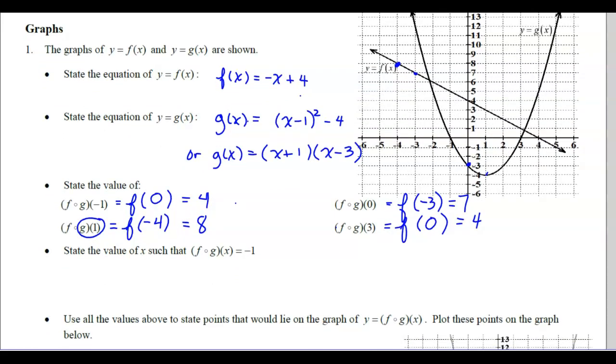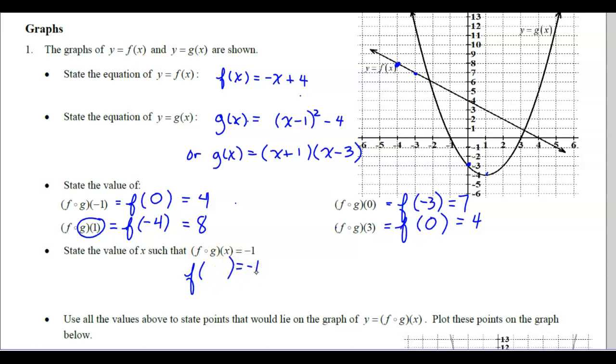Now look at the difference in the next one. Sometimes students get mixed up. They take a quick look at it and they start substituting -1 in for x. That's not what it's asking. It says state the value of x such that we get our answer of -1. So we're working backwards from 4. What do we get for x? 0, etc. So here, this is our answer. So I show it.